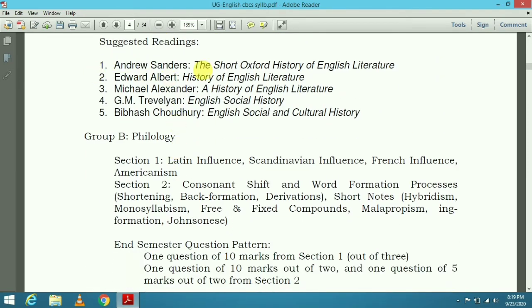I have also suggested good books in my video, where you will get free PDFs of the history of English literature, or you can follow these books too. These are good books, but I have not read all of them.